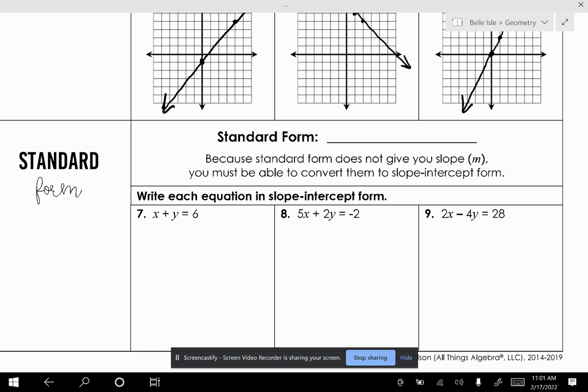Okay. Standard form. Anybody remember the standard form? Discuss it with your neighbor for 15 seconds.